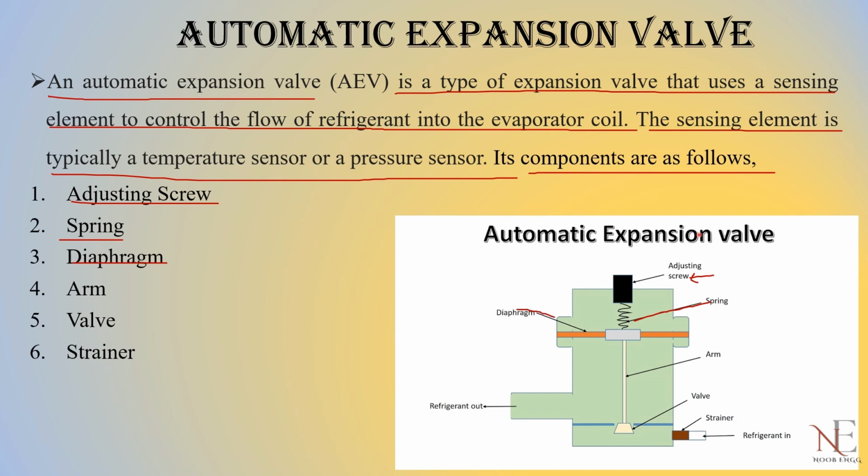The third one is a diaphragm. You can call this a diaphragm. It is a moving plate, or you can say diaphragm is also okay. Then an arm. This is an arm which is attached to the valve. It operates the valve. The arm operates the valve, and then the strainer. Do you know what the strainer is? The strainer is basically a filter.